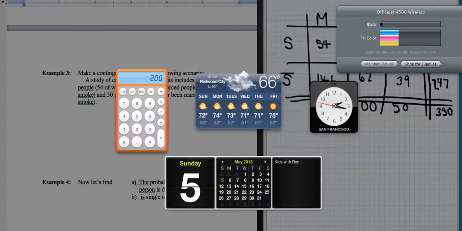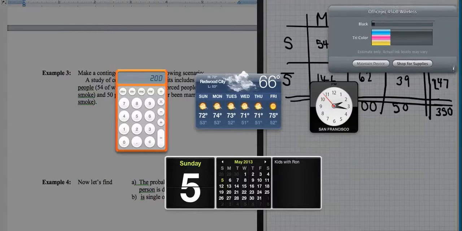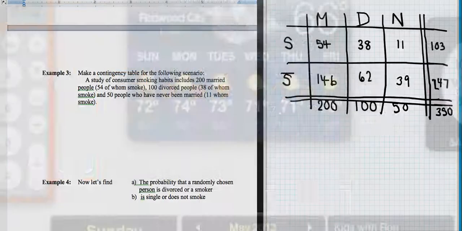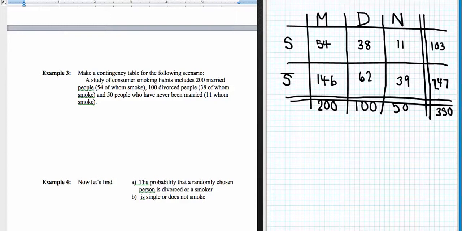So let's see, can't see the upper one there because of this thing being in the way. Let's see if I can move this. There we go. Let's see, we have 38, and then plus 62, and plus 39, and that's 139, and 103 plus 247, and that's equal to 350, and it looks like I have everything added up, and so I'm happy with that. So indeed, I think I have all my things correct, and I have a contingency or a two-way table.